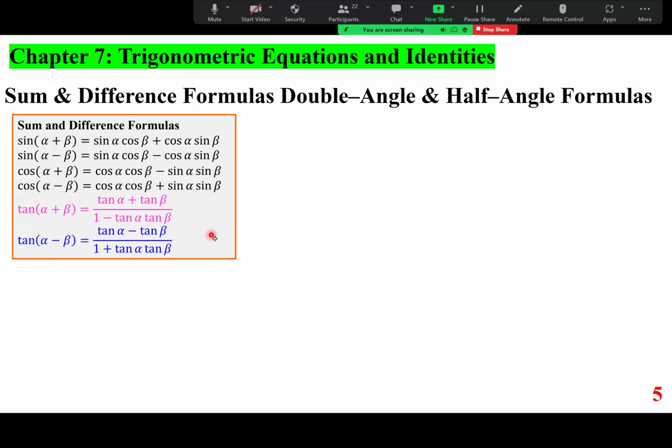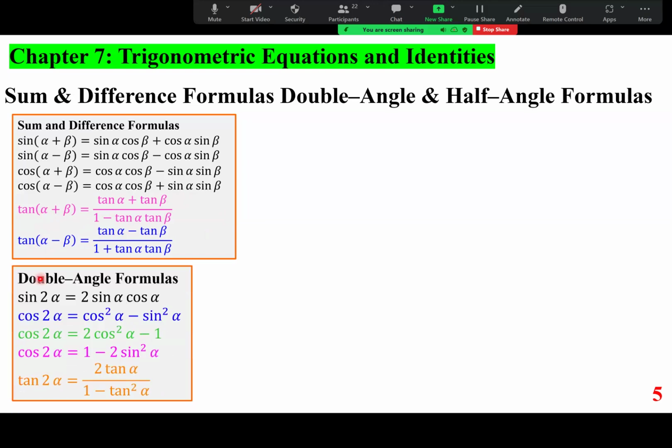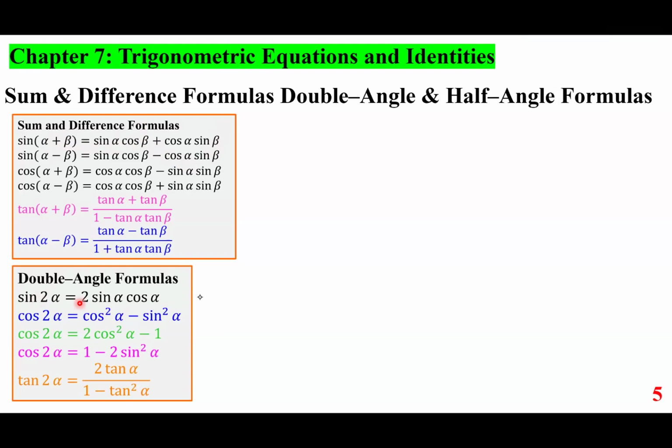How did we get the double angle? In this formula, if I replace the beta with alpha here, this becomes alpha, this becomes alpha, this becomes alpha. I get sine 2 alpha is 2 sine alpha cosine alpha. I'm reminding you this because in case you forget, this will help you with the memorization. So sine 2 alpha is 2 sine alpha cosine alpha.